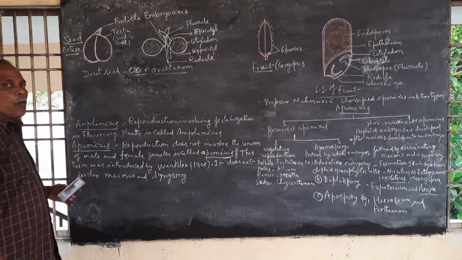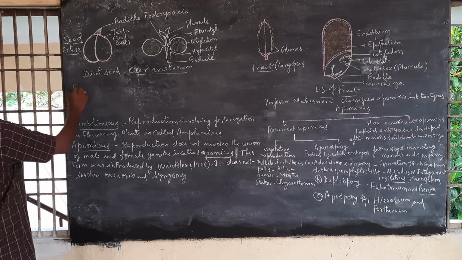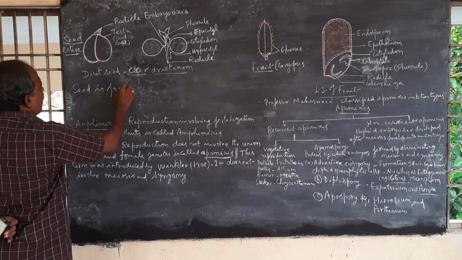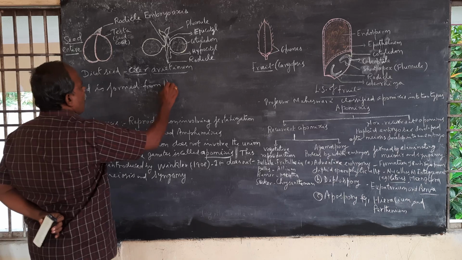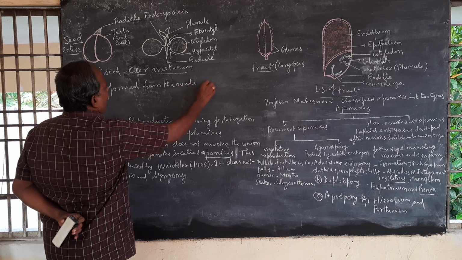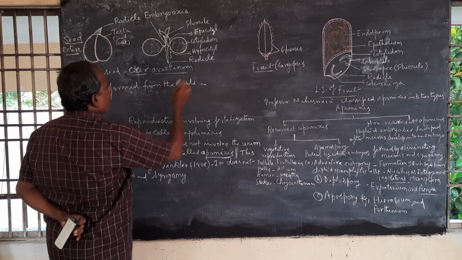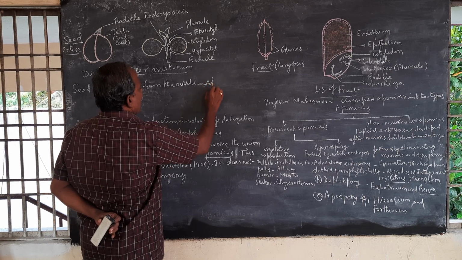Okay. Now about the seed. What's a seed? How is a seed formed? Seed is formed from the ovule. When is it formed? Seed is formed from the ovule only after fertilization.